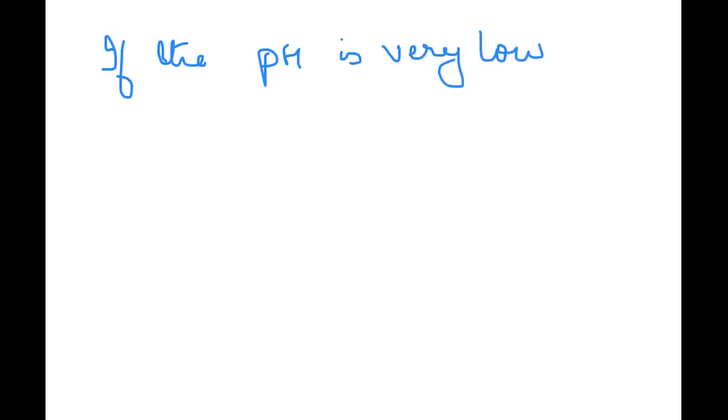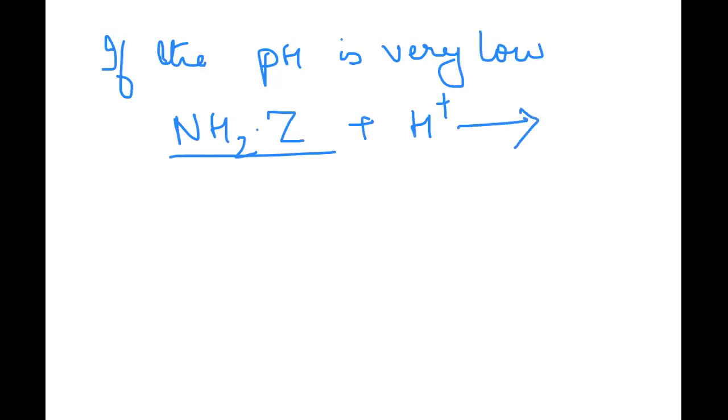If the pH of this reaction is very low, what will happen? pH being very low means it's highly acidic. And when it is highly acidic, the NH2 group is only going to react with the H plus to form the corresponding salt. Suppose it is HCl, it will go on to form the chloride salt. That is why the pH should not be very low. On the other hand, if the pH is very high, then the protonation of the OH group will not occur.